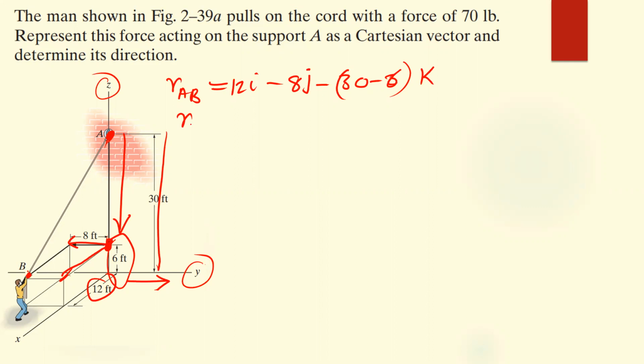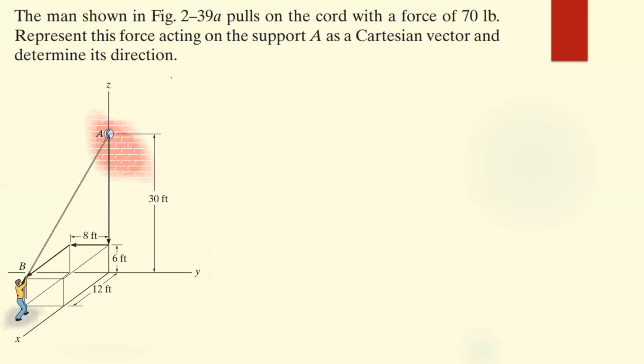24. So the position vector AB is simply going to be 12i, negative 8j, then negative 24k. So this is the position vector in the direction of AB. So, we said RAB is equal to 12i, then negative 8j, and then negative 24k.